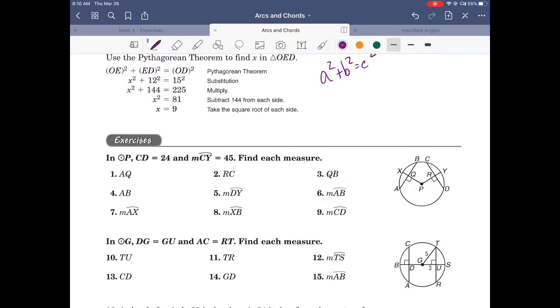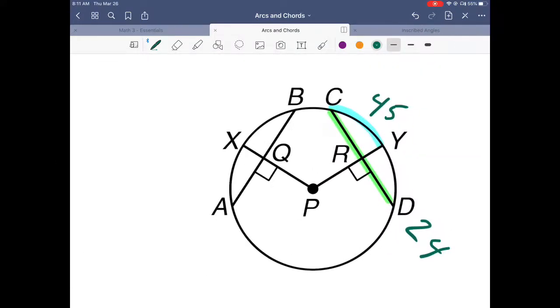So my first thing says that all of CD is 24 and that the measure of arc CY is going to be 45. If I zoom in, if all of CD is 24, it split it into 2 equal pieces. So half of 24 is 12. So each one of those is 12.